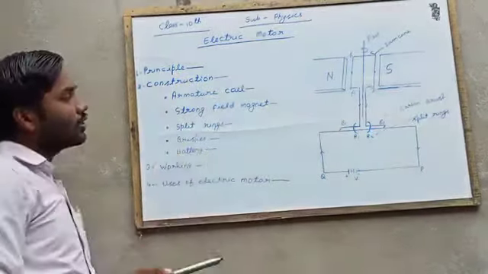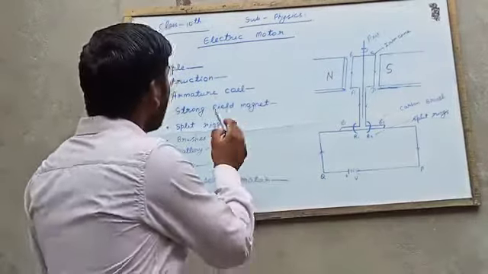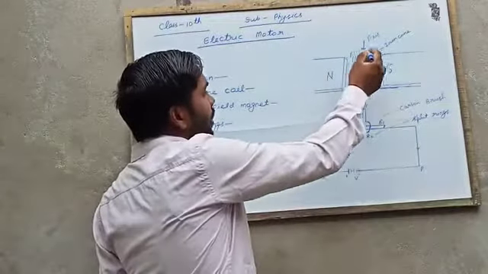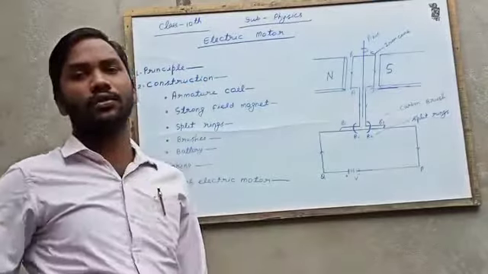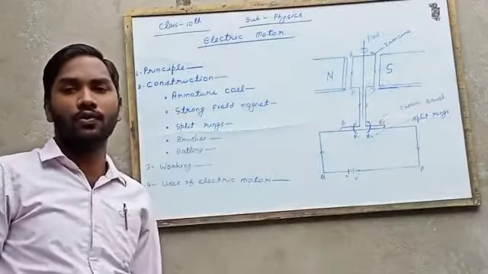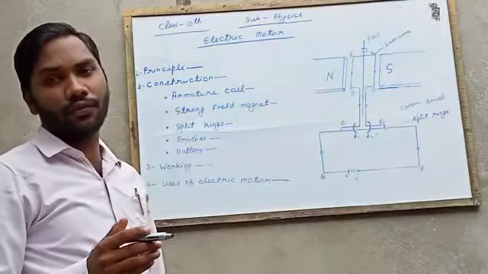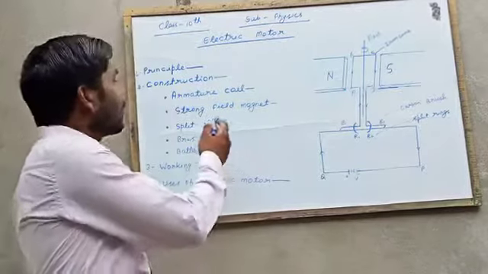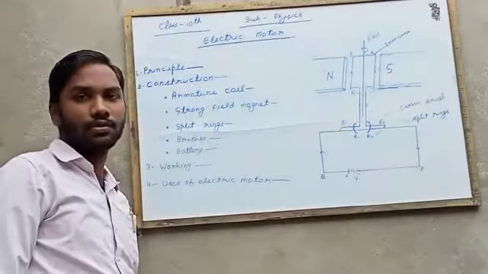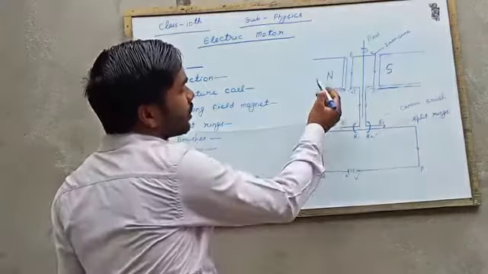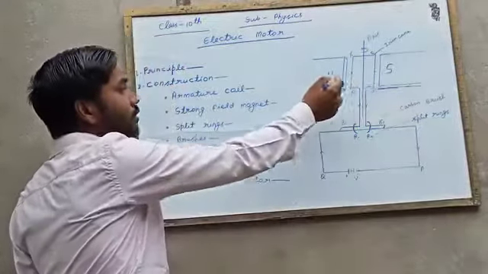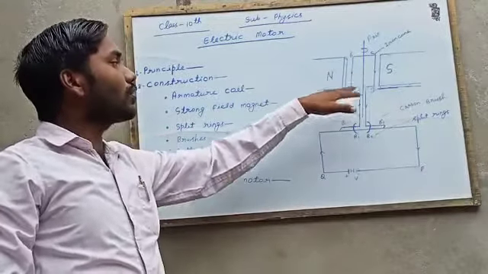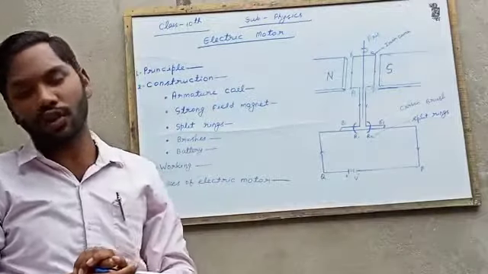Now here is the construction. Armature coil. First of all, the armature coil. Here you can see ABCD is a rectangular coil. This is the armature coil which has many turns of copper wire on it. Strong field magnet. An electric motor consists of a strong field magnet. The armature coil is placed between two strong poles, north and south poles.